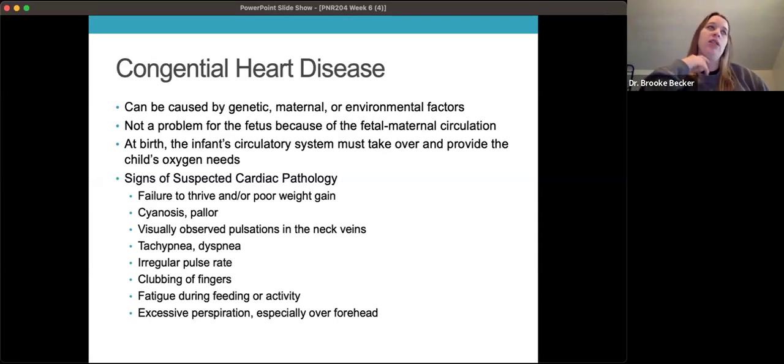If you're seeing that pulsation of the neck veins, okay, just like in adults, that's more suggestive of a cardiac defect. Working harder to breathe, having a quicker pulse, irregularity in their pulse rate, clubbing of the fingers. Now this takes some time. So that's where the fingernails get really thick and rounded, but that takes some time of cyanosis for that to start to happen. Fatigue with feeding, they're sweating with feeding, they're really working hard to feed, and they're having to take frequent breaks.